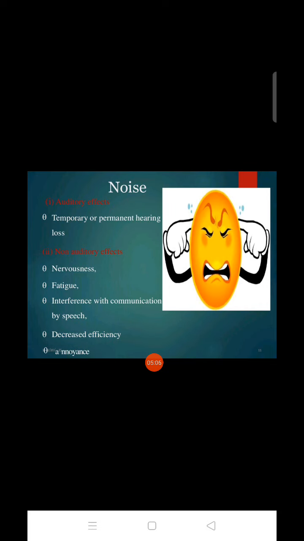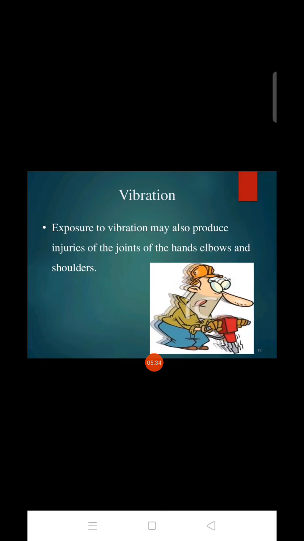Next is noise. The auditory effects are temporary or permanent hearing loss. The non-auditory effects are nervousness, fatigue, interference with communication by speech, decreased efficiency, and annoyance.